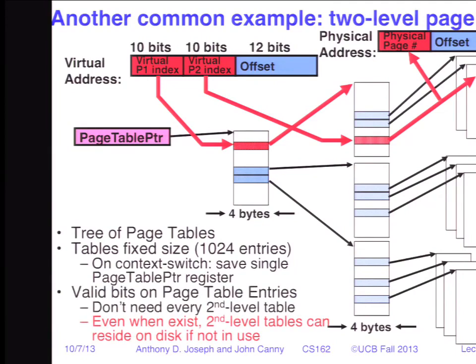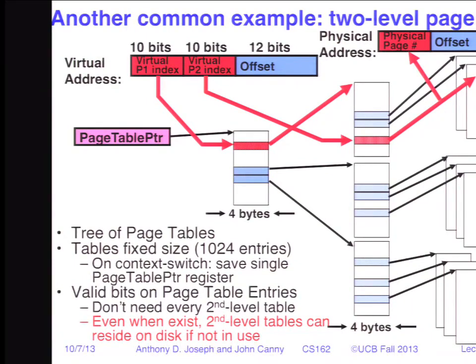Now, we need valid bits on all of these page table entries because we don't need every second level table. Right? So this is really good for sparse address spaces. And even when they exist, these second level page tables can be out on the disk if they're not being used. Right? So we can page them out. So two different schemes that we can use, segments and pages, or pages and pages, for dealing with very large sparse address spaces. And this is the most common one in use today.